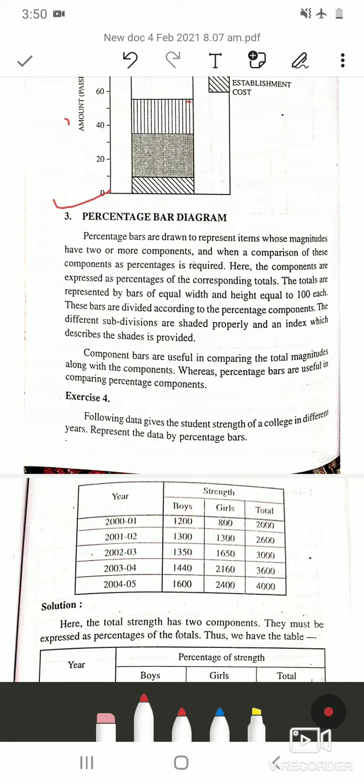Component bar diagrams are useful in comparing total magnitudes along with the components, whereas percentage bars are useful in comparing percentage components. So what we did in the component or subdivided bar diagram was compare total magnitudes along with components, but in percentage bar diagrams we are comparing only the percentage components. So here each rectangular box will be of equal height, that is 100 each, because the total we are expressing is 100%.